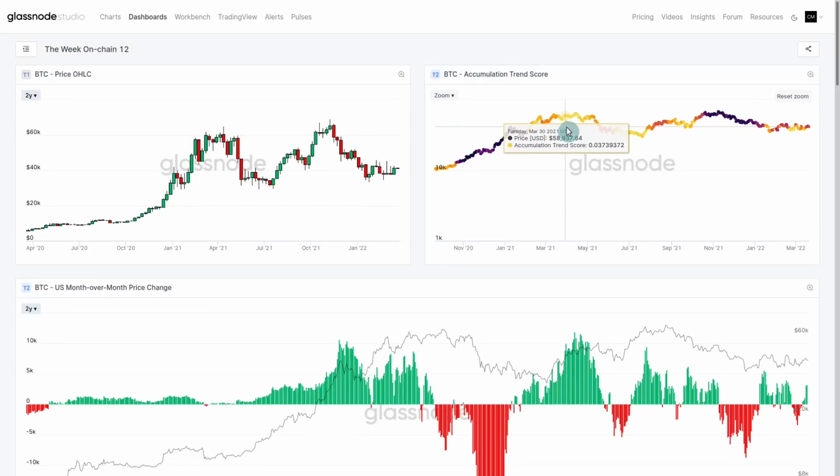This is showing that there was very little accumulation, and by and large, it was actually distribution. So what we're seeing is that we don't have that same pattern. There's a bit of an intermix between accumulation and distribution. Kind of looks a little bit more like an uncertainty type period of time.